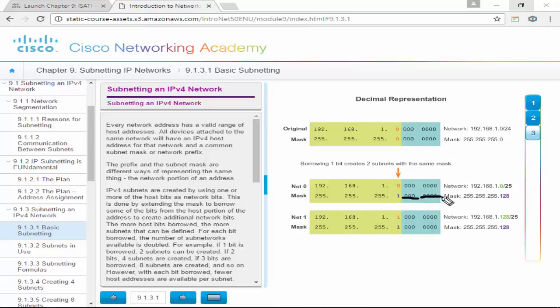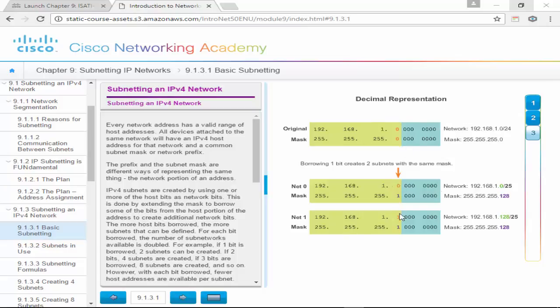We have 7 host bits, so 2 to the 7th tells us we have 128 hosts. Okay, 2 to the 7th, where do we get the 7? There's 7 zeros right here. If we look at our original, there's 8 zeros. 2 to the 8th is 256. That's how we can find out our block size.